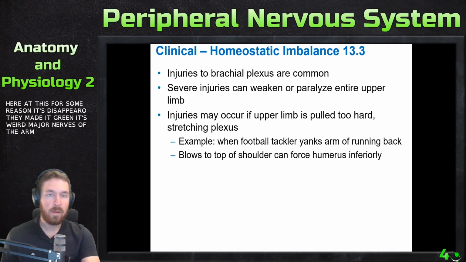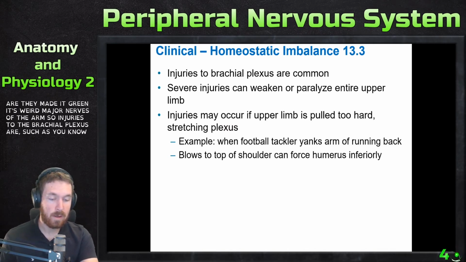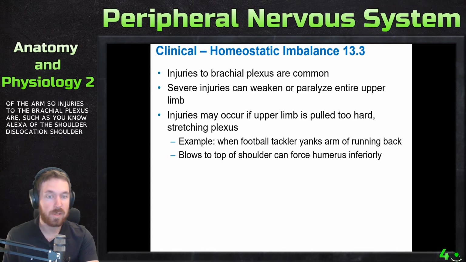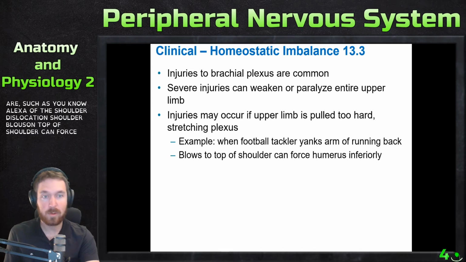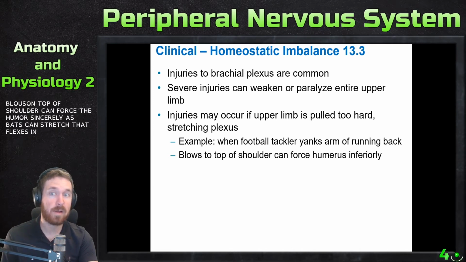Injuries to the brachial plexus are common, such as a luxation of the shoulder, or dislocation of the shoulder. Blows to the top of the shoulder can force the humerus inferiorly. So it can stretch that plexus and affect all these nerves.